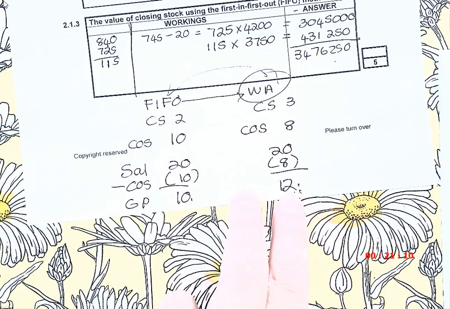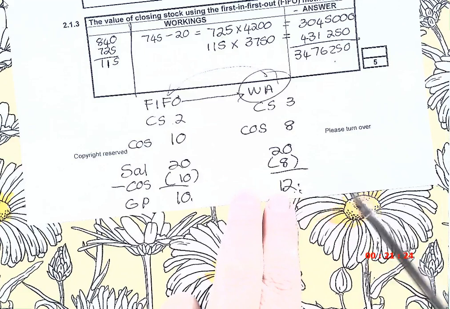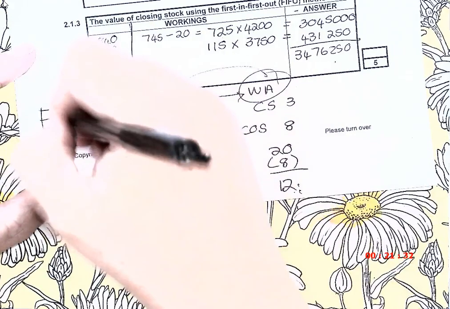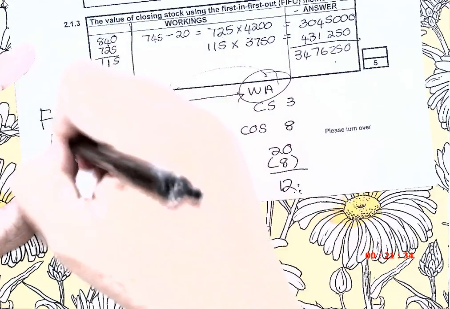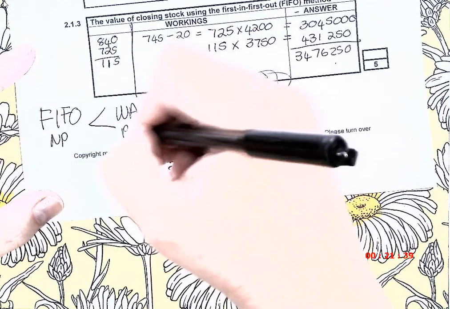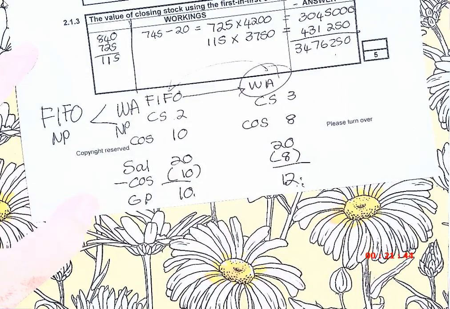Can you see that? In some of the older papers, 2019, 2018, they like to ask you what will happen to your profit if you move from FIFO to weighted average. So I want you to make a note where you say FIFO profit will be smaller than weighted average profit. Does that make sense if I say that? Always. Yeah.